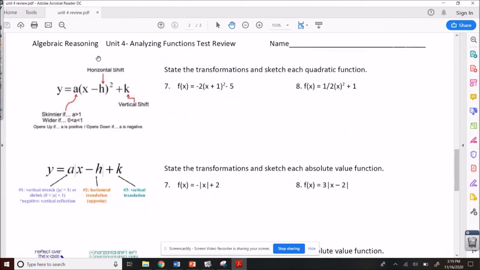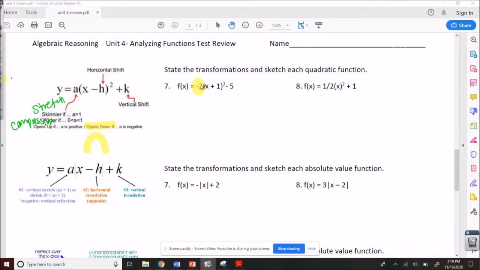Okay, so in a quadratic function, we are going to state the transformations and then sketch it. So with our a value, which is the coefficient out in the front, if it's negative, it is going to be opening down. It's going to be a reflection like that. It is a vertical stretch if a is greater than 1. And it's a compression or wider if a is between 0 and 1, like a fraction.